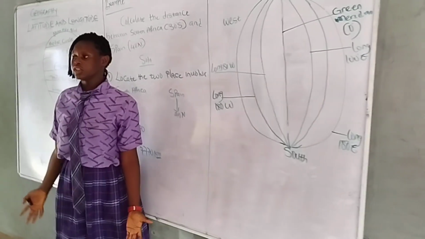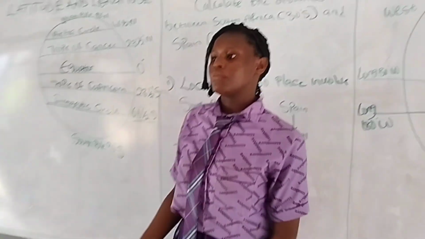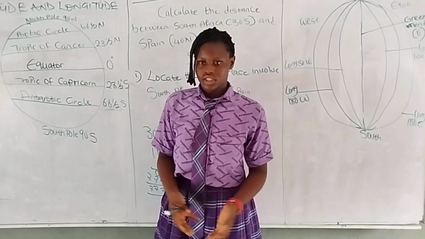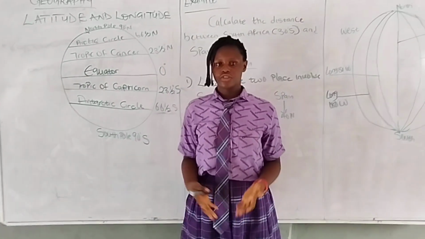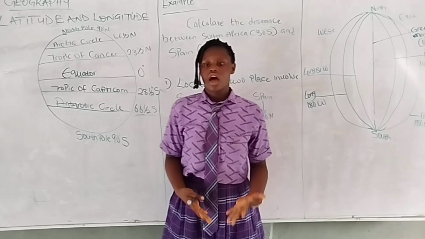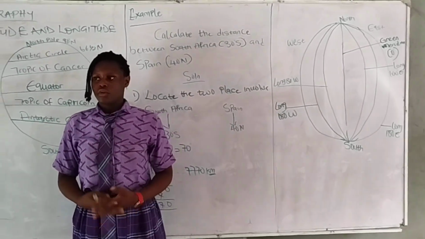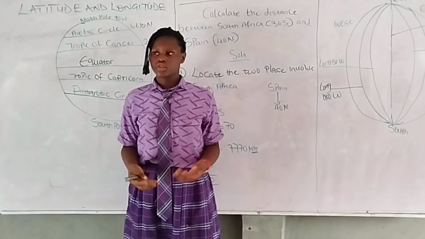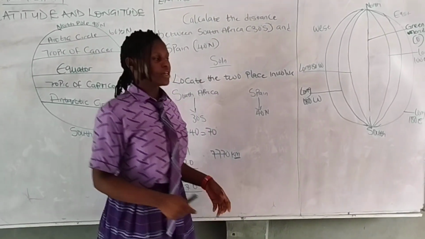Now, moving on to the similarities of longitude and latitude. They are both imaginary lines. They are both angular distances. They both contain great circles. They are measured in degrees from the center of the earth. Now, calculations of longitude. Before we can calculate longitude, we must follow the procedure so that we can calculate the example. Now, let's move on to the example.